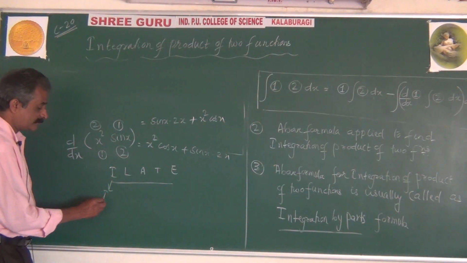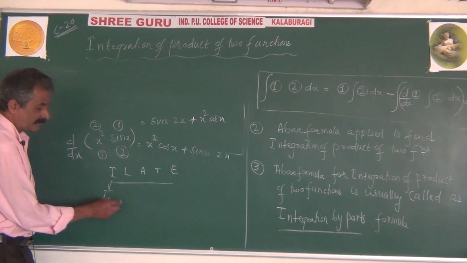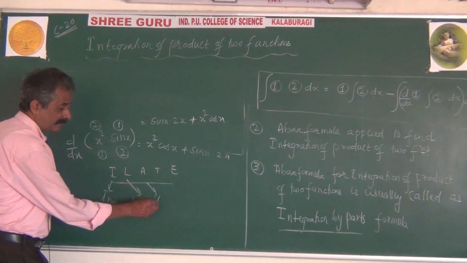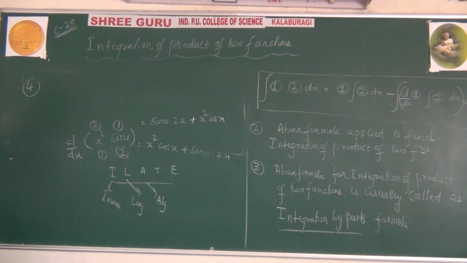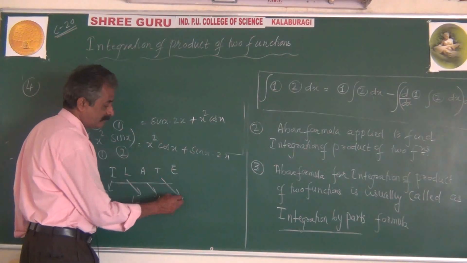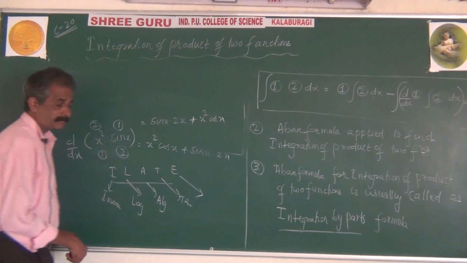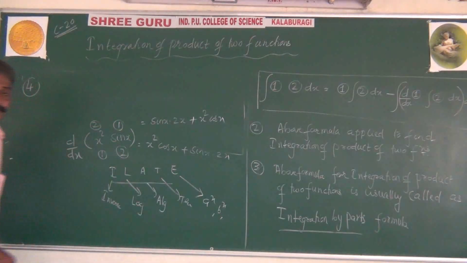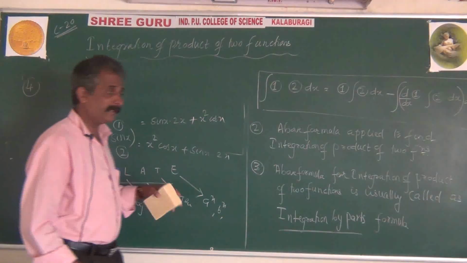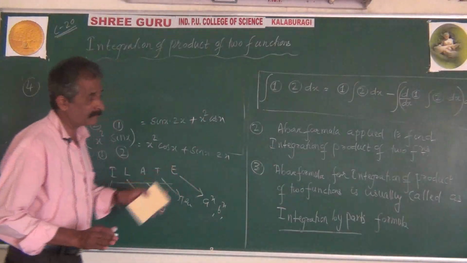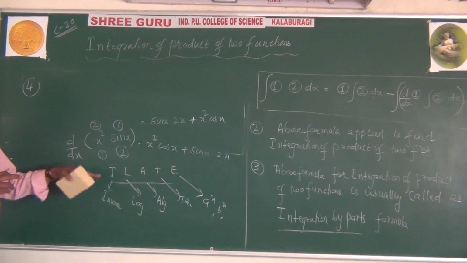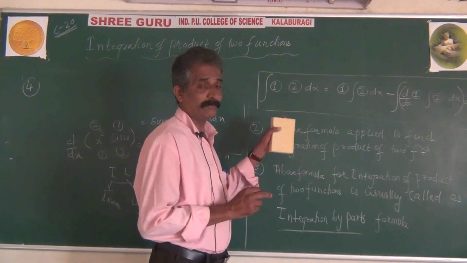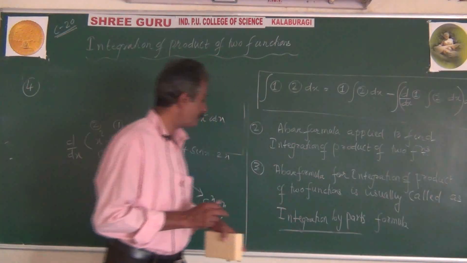I means inverse trigonometrical function, or you can take just inverse function. L means logarithmic function, A means algebraic function like x, x square, x cube, etc. T means trigonometric function. E means exponential function like a power x, b power x, 2 power x, 5 power x, etc. So by this rule, 90% of the times, means maximum number of times, we are going to select the first function by this rule. Otherwise, we will not get the solution of the given problem at all. You write fourth.